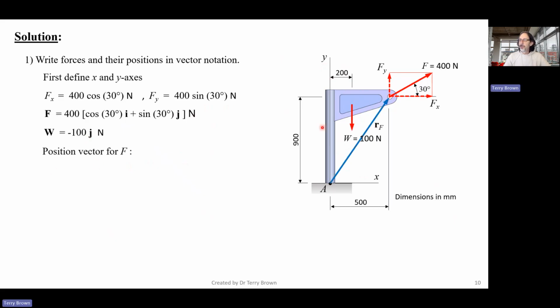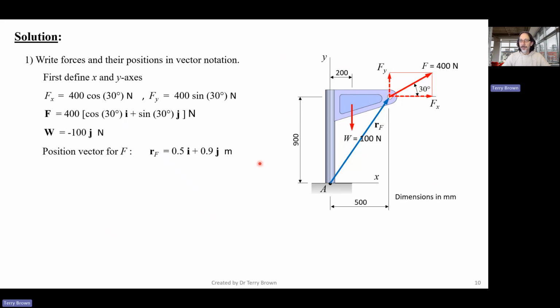So then we have our position vector for F. So you just define this vector that goes from point A to anywhere on the line of action of the force. So obviously the most convenient point to work that out is this point here where the force is applied, because we've already got these dimensions. So the position vector there, so if you like, stop the video if you're watching this at home, and see if you can write down the position vector for F.